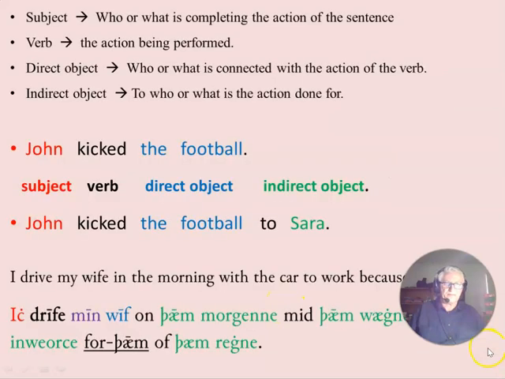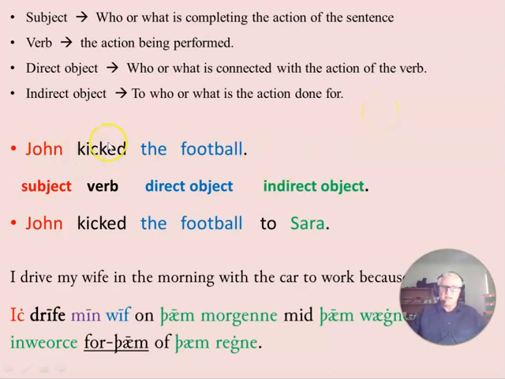All right, so I've shown you the screen before. I just want to remind you the subject is the who or what is completing the action of the sentence. That'll be in red. The verb, the action being performed, that'll be in black and bold. Direct object, that'll be in blue, that's the accusative, that's who or what is connected with the action of the verb, and the indirect object, that'll be in green, that's to who or what is the action done for. The genitive case, the possessive, is in purple.